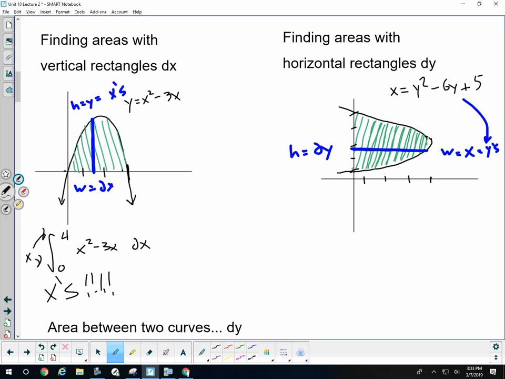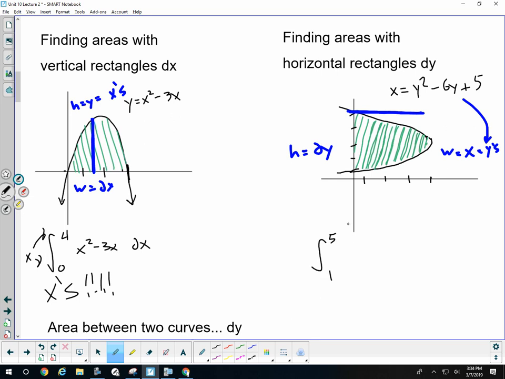Watch how things change. Now look at this horizontal rectangle. We are actually going to sum them up starting at a y-coordinate, going to another y-coordinate. We're not going to go from 0 to 4. Instead, I'm going to go from a y-coordinate of 1 to a y-coordinate of 5. So all of a sudden, my integral changes to 1 to 5.